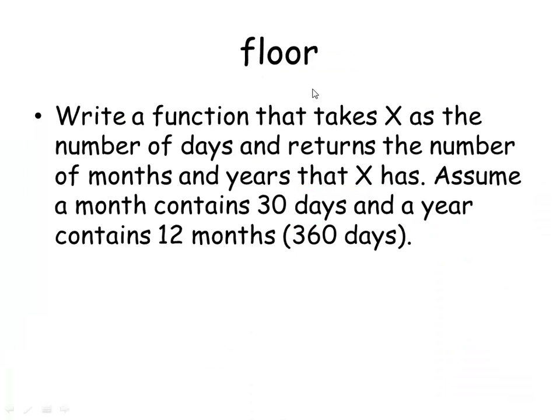All right, in the last problem, we will write a function that takes an integer number, which will be the number of days, and it will return the number of months and years that x has. And for this problem, to keep it simple, we will assume that a month contains 30 days and a year contains 12 months. So if x is the number of days, let's say it is 395, your code should work regardless of what value x has. So whatever value x has, your code should still give the correct answer.